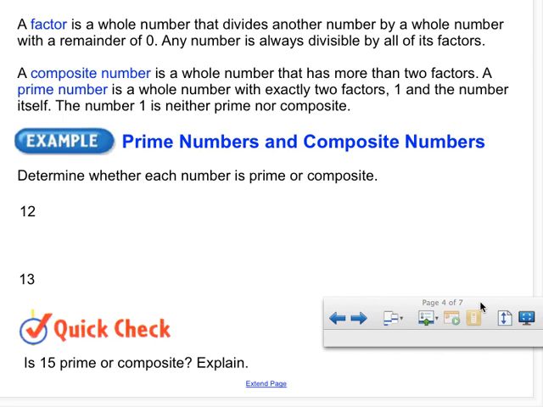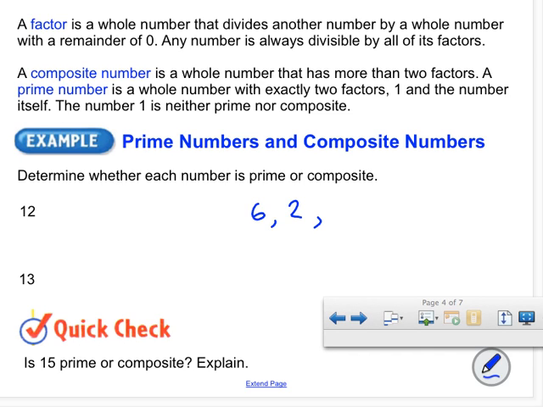But factors of 12. What are factors of 12? Give me a factor of 12, Jayla. 6. 6 is a factor of 12 because 12 is divisible by 6, right? Can somebody give me another factor of 12? Yes, Tori. 2. 2 is also a factor of 12 because 12 divided by 2 gives me a whole number, no remainder. Can somebody give me another factor of 12?